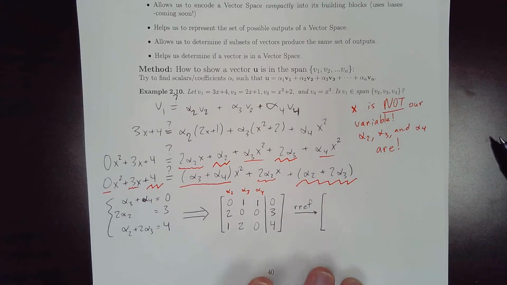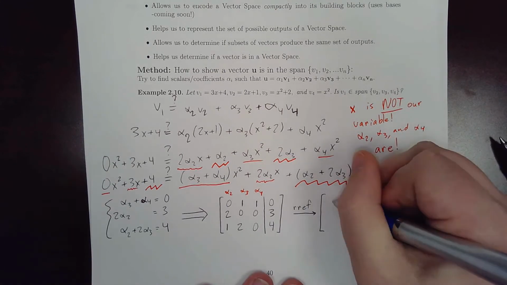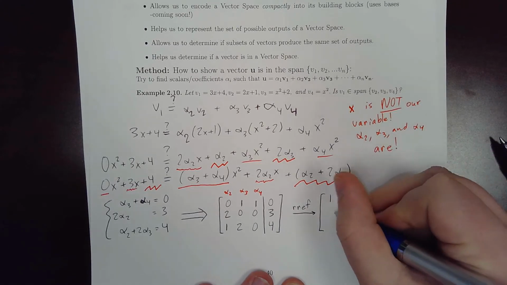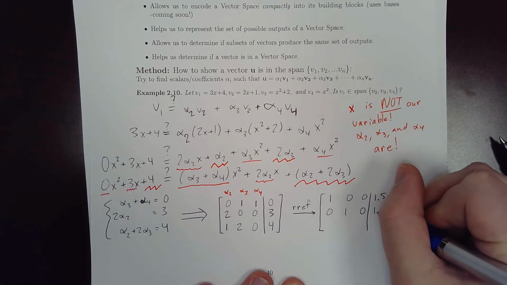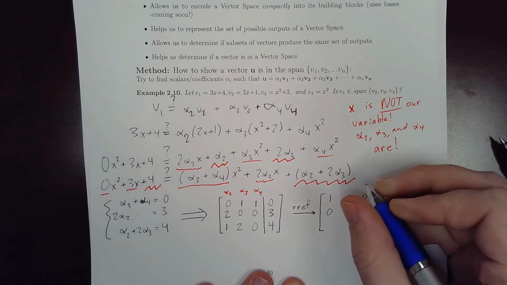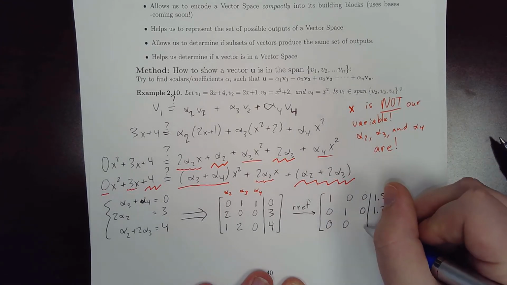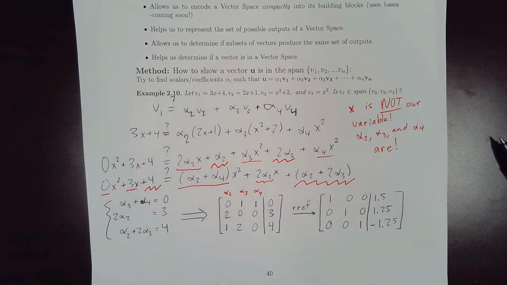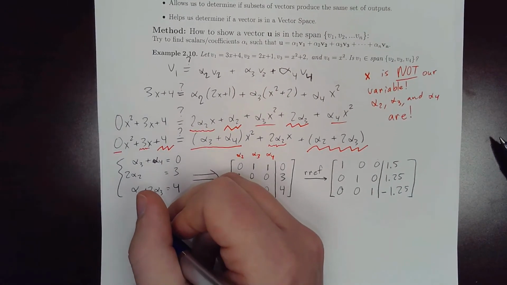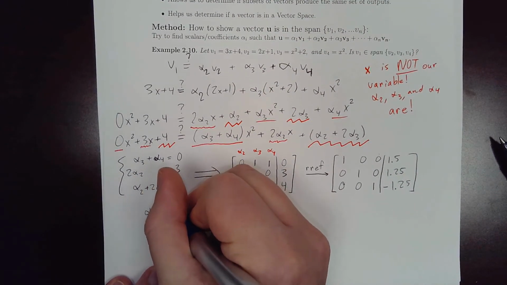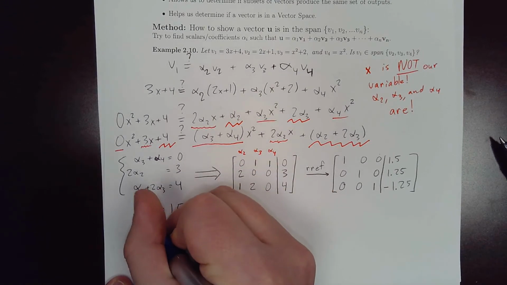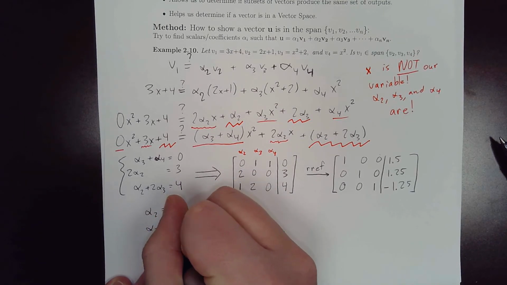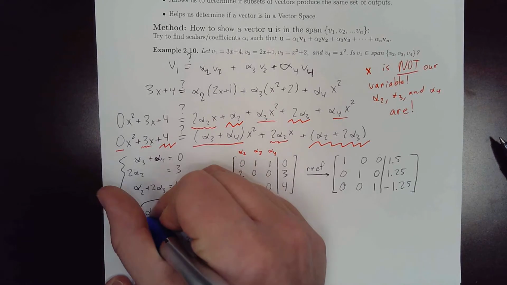which you can do either by hand or with Octave Online or with your calculator, we'll get 1, 0, 0, 1.5, 0, 1, 0, 1.25, and 0, 0, 1, negative 1.25. So this tells us, this is why we like reduced row echelon form, that alpha 2 equals 1.5, alpha 3 equals 1.25, and alpha 4 equals negative 1.25.